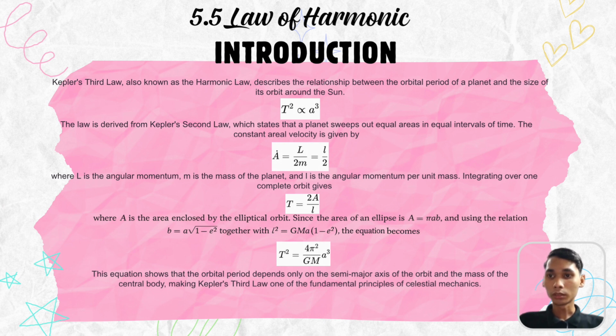This equation shows that the orbital period depends only on the semi-major axis of the orbit and the mass of the central body, making Kepler's third law one of the fundamental principles of celestial mechanics.